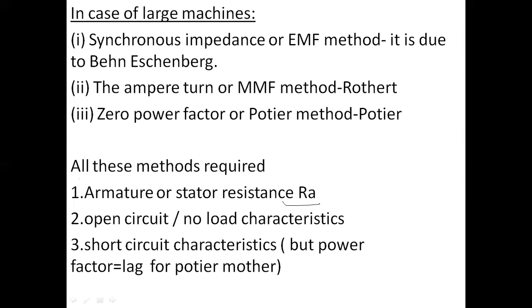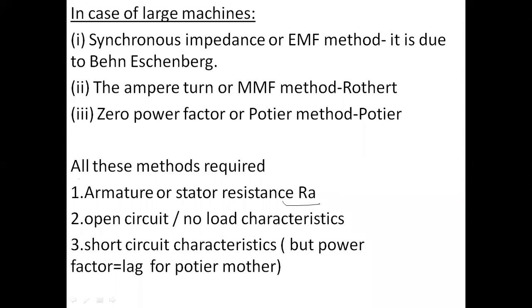This is RA. Now the OCC characteristics, the second one, the open circuit or no load characteristics. In DC machines, this is plotted by running the machine on no load and noting the values of induced EMF against excitation. If you plot this, it is just like a BH curve. You know all about the open circuit characteristics.